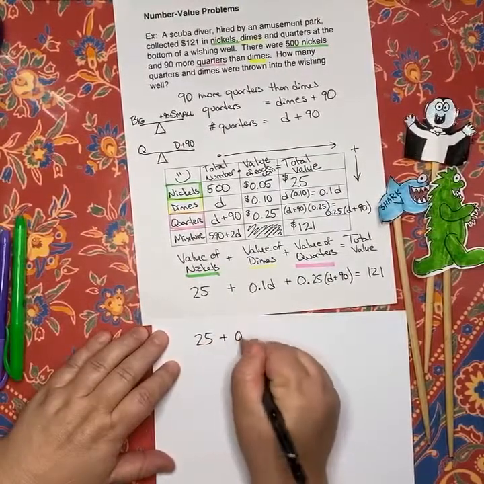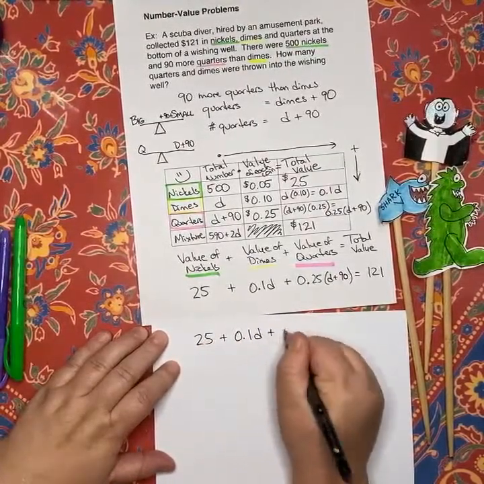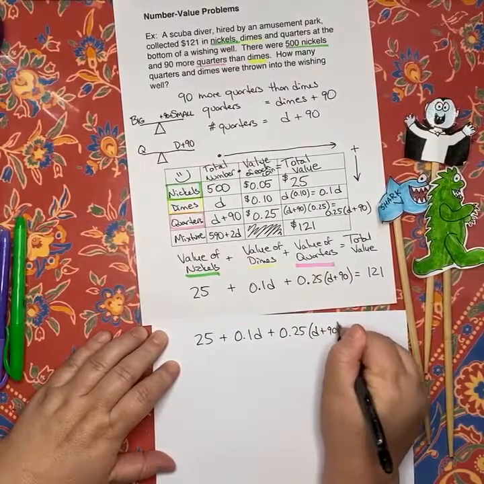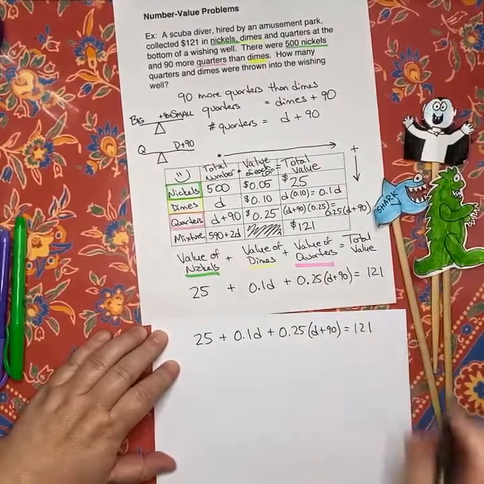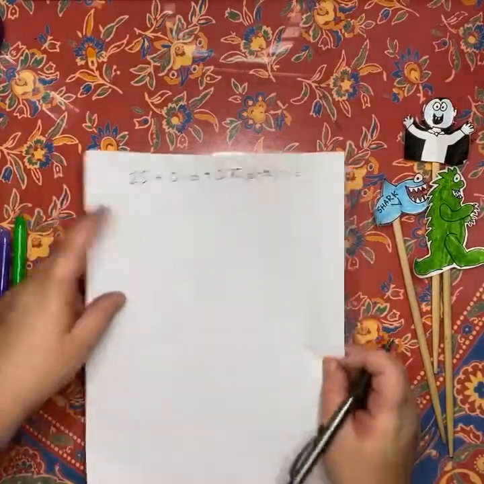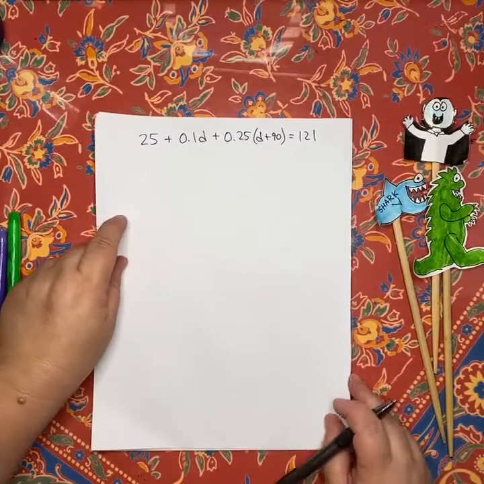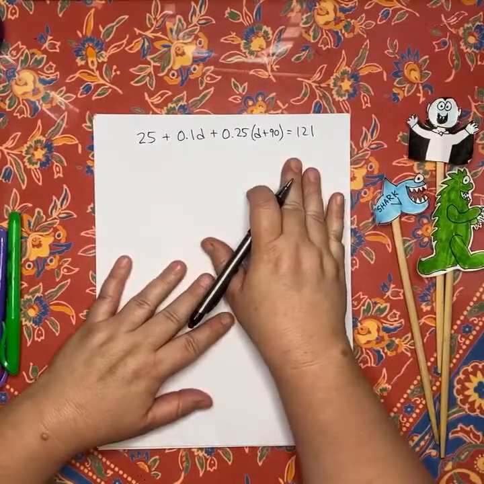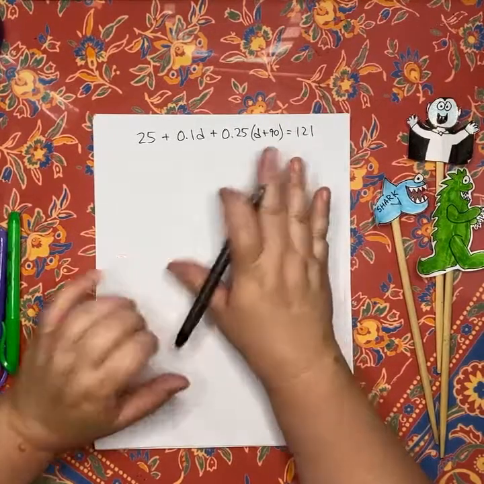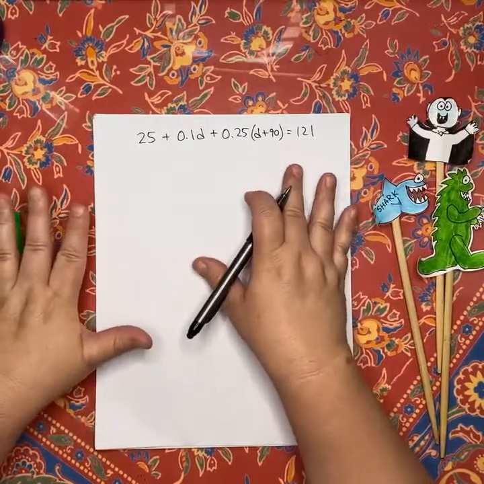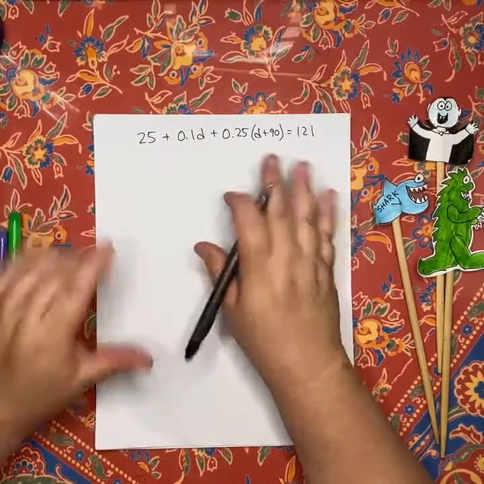25 plus 0.1 D plus 0.25 D plus 90 equals 121. So I'm going to tell you that in the past, when I have solved this way with students, more of my students just want to do this with the decimals. More people are like, you know what, let's give it a try with the decimals. So I'm going to give it a try with the decimals, but I'm going to recommend something.